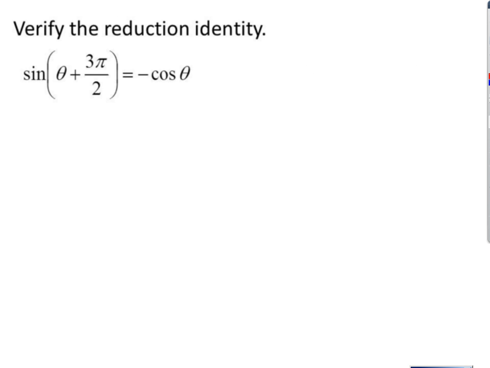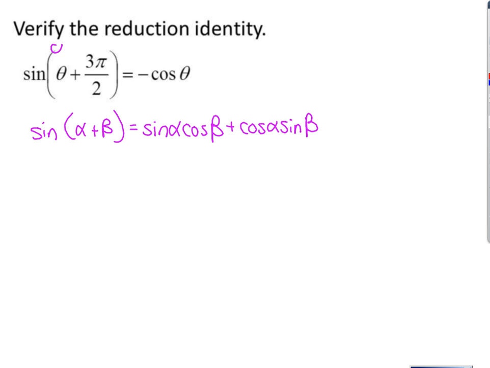So this is an example of a reduction identity, but we just need to verify that this reduction identity is actually true. So we're going to start just by doing the same thing we were doing before. We're going to see if it's a sum or difference. This is a sum of sines, so we're going to start with that formula. Remember, your first value is your alpha, the second one is your beta.